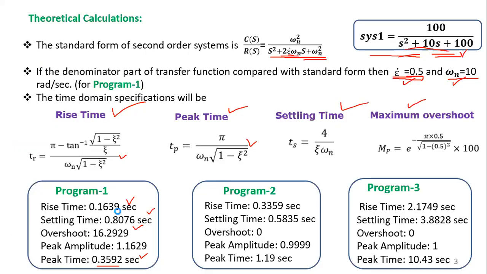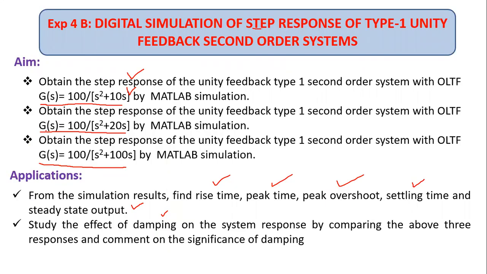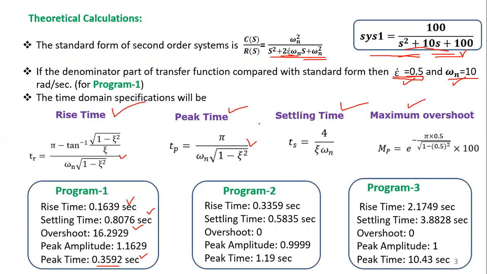In the same way, we need to identify for the second case also. In the second case, the open loop transfer function is 100 by s square plus 20s. If we convert this into the closed loop, that means if we add a unity feedback, then we are getting a closed loop system, and the closed loop system will be 100 by s square plus 20s plus 100. So for the second case also, we need to identify zeta and omega n. Once we know zeta and omega n, we are getting the critically damped system. That means zeta equal to 1. So it is a critically damped system.